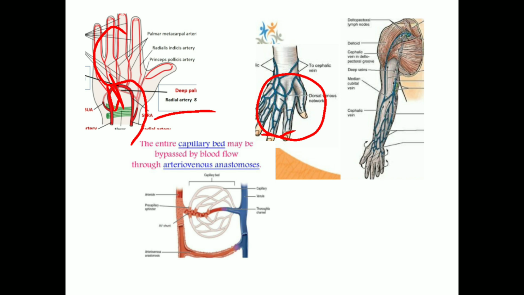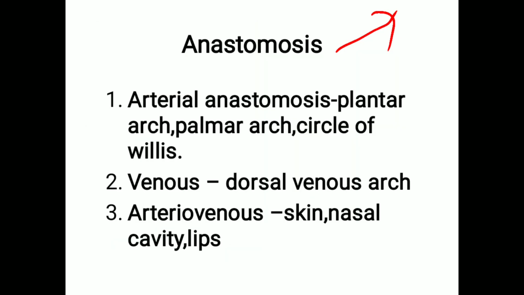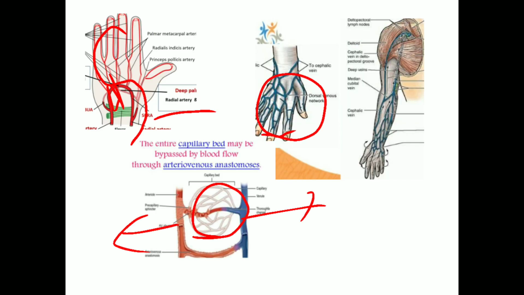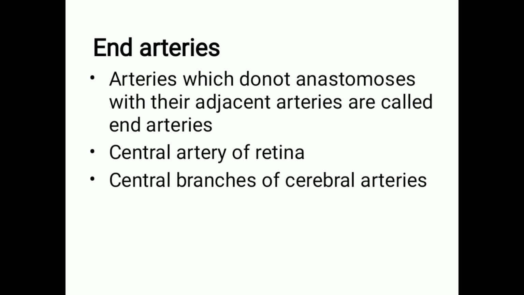Arteriovenous anastomosis, you can see in this: arterial and venous, this is called arteriovenous anastomosis. So the anastomoses are different. In arterial anastomosis, an artery anastomoses with another artery. Venous anastomosis is between veins. Arteriovenous anastomoses are also present. So you can look at the figure here: arterial anastomosis, venous anastomosis, arteriovenous anastomosis.